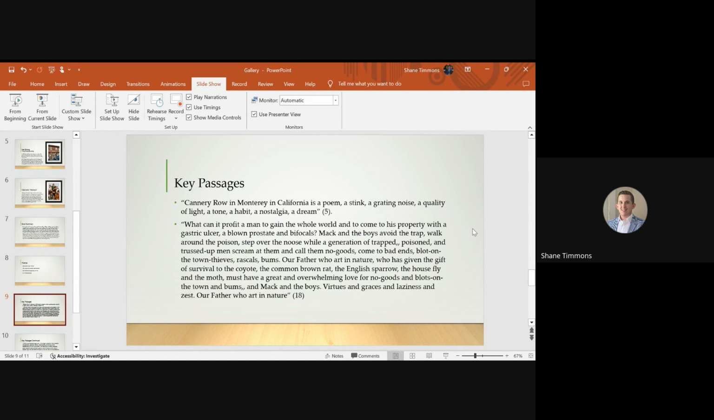I think that is an interesting passage there. Does anyone have any comments about this quote before we go any further? All right, we can circle back to it.